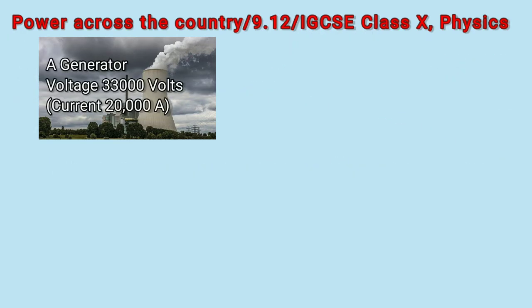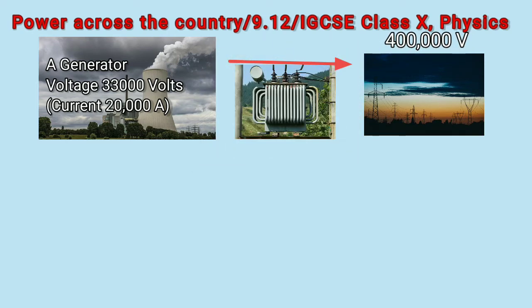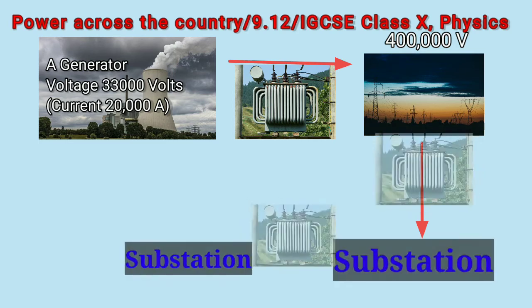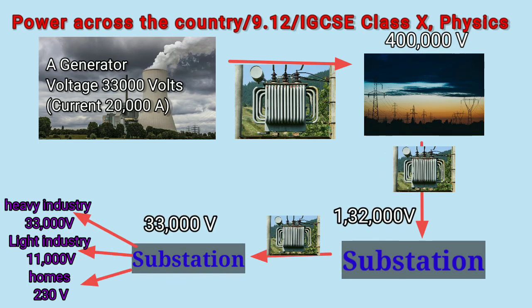A typical generator will produce a voltage of 33,000 volts and a current of about 20,000 amperes. The voltage of 33,000 volts is stepped up to about 4 lakh volts using a transformer. Through a series of substations, this voltage is stepped down using transformers to the level needed by consumers.